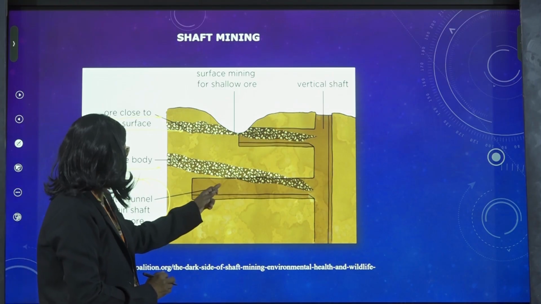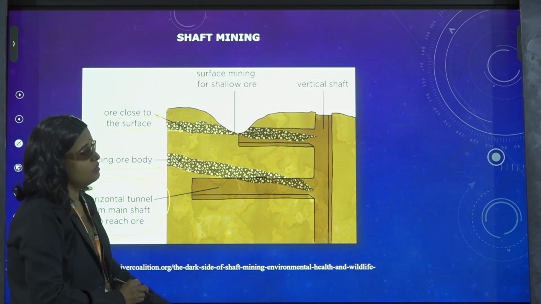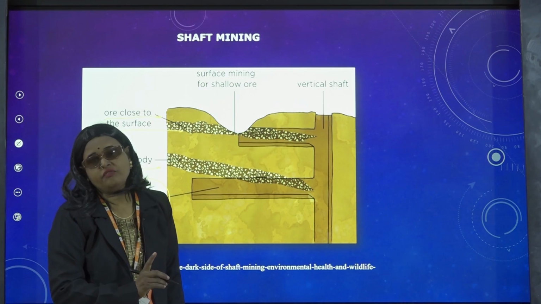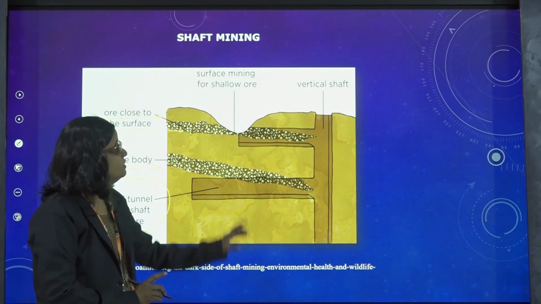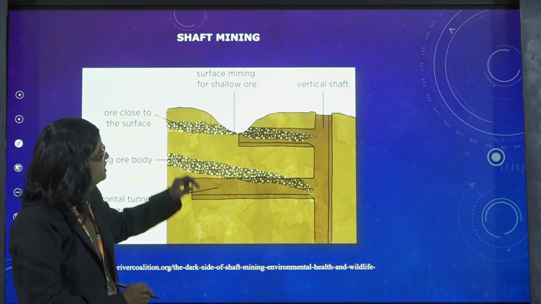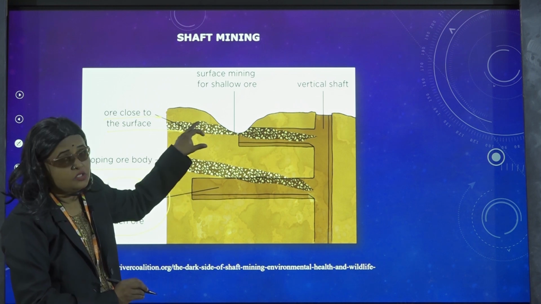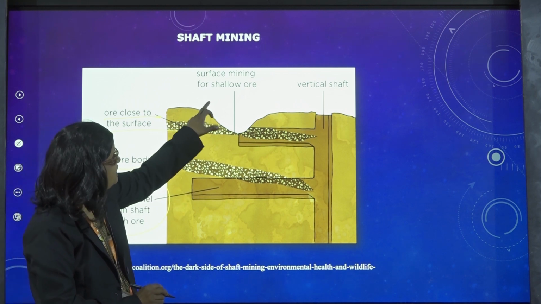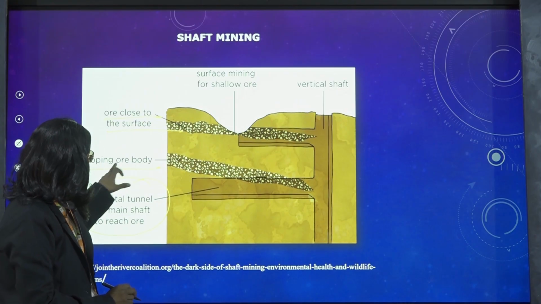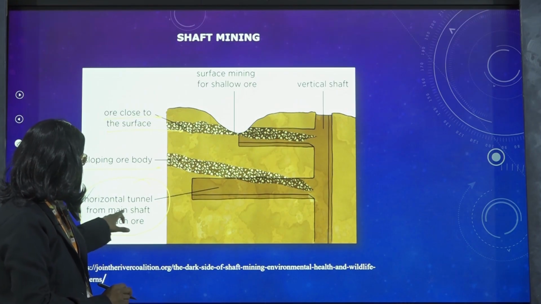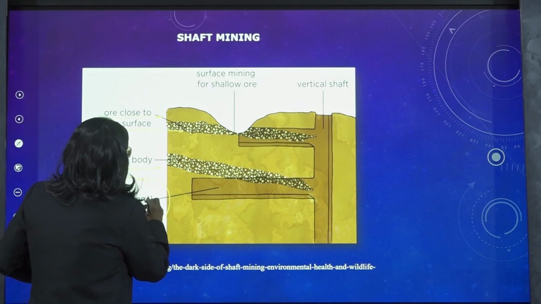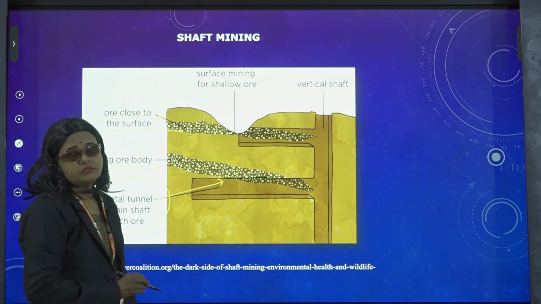Horizontal tunnels are made here to reach the ore from the main shaft. Okay. So, this is the picture showing the shaft mining. Here they also have shown surface mining for shallow ore. So, how are they doing it? Horizontal tunnels they are using from the main shaft to reach the ore.